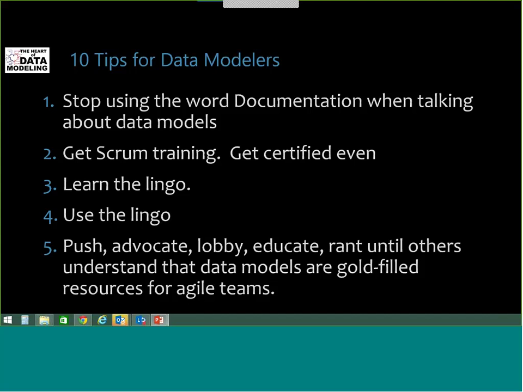And then you need to push, advocate, lobby, educate, rant until everyone, business users, the CIO, the CEO, all your team members, understand that data models are gold-filled resources for agile teams. They are not blocking.